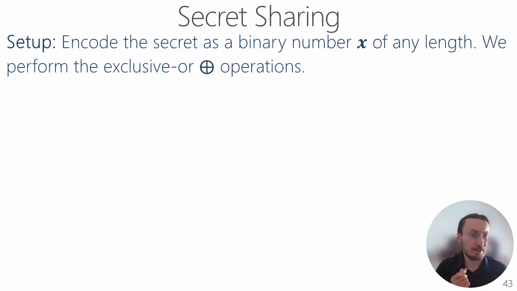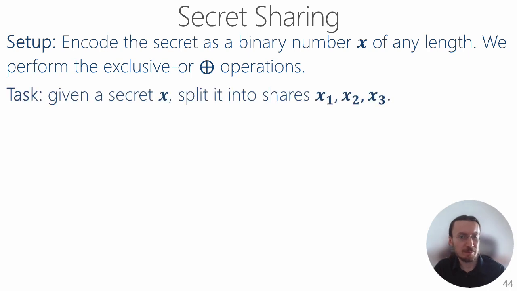So first we select a binary number x of any length. So this is our secret that is expressed as this binary value. And then in our secret sharing, we just compute the values using exclusive OR operations. There are many different ways how we can deal with these computations for secret sharing, but this is one of the most intuitive ones. So the task is to split a secret x into shares x sub 1, x sub 2, and x sub 3.